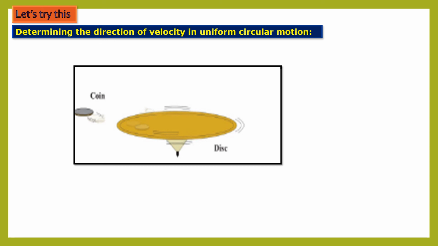Tangent means a straight line that touches the circle. So when the coin is thrown off, its direction is along the tangent, which is perpendicular to the radius of the disc. Whichever radius it is, the tangent will be perpendicular to that radius. I hope, children, it is clear to you.